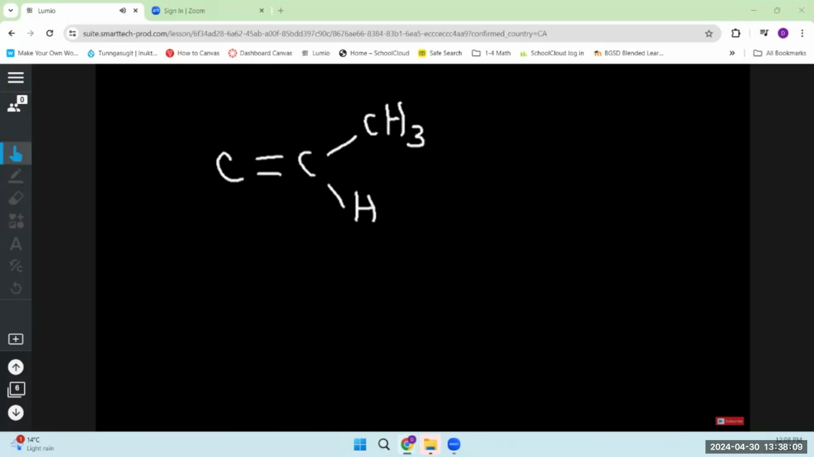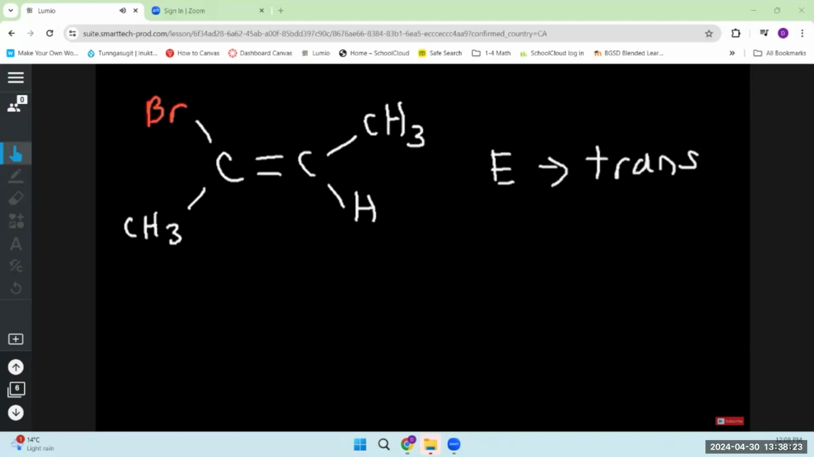Now, for more complicated examples, where you have a lot of different substituents attached to the double bond, you may want to use the E and Z system. So first, let's determine if we have the E isomer or the Z isomer. The E isomer is similar to the trans isomer, and the Z isomer is similar to the cis isomer.